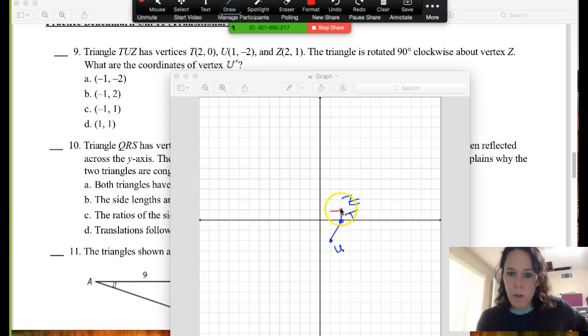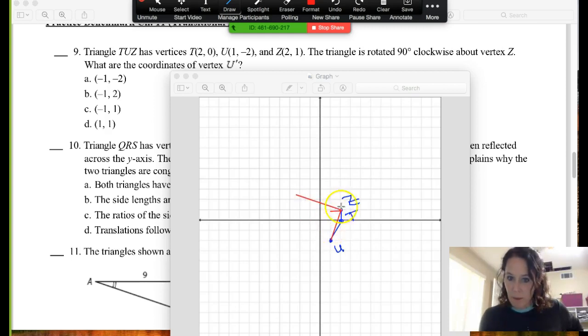Okay, let me just draw that again. I missed it. Okay, here I rotated T 90 degrees. Now I'm just going to go ahead and pull this over again. From U to Z, there is that, and I want it to be 90 degrees. So I'm going to try to make an L here, like this. All right. Let me see. And I'm guesstimating right there.